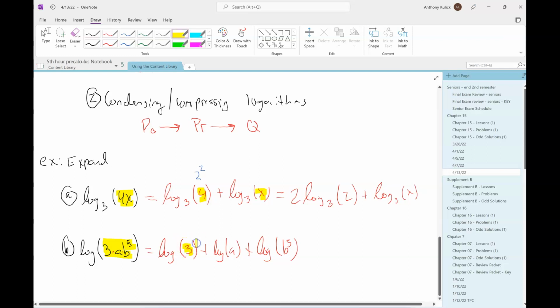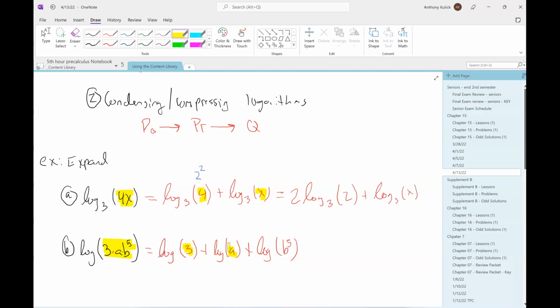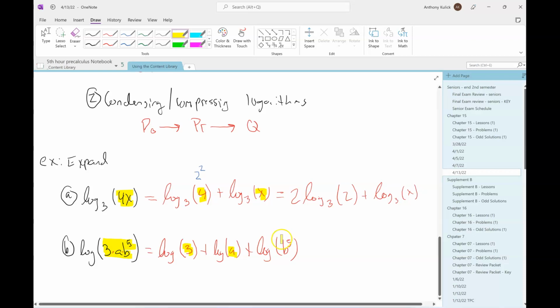Okay. Looking at log of 3, quotient property? No. Product property? No. Power property? No. Why not? Because it's prime, right? 3 isn't two things multiplied together, so nothing to do there. We go to the a: quotient property? Nah. Product property? Nah. Power property? Nah. Okay, we're good there.